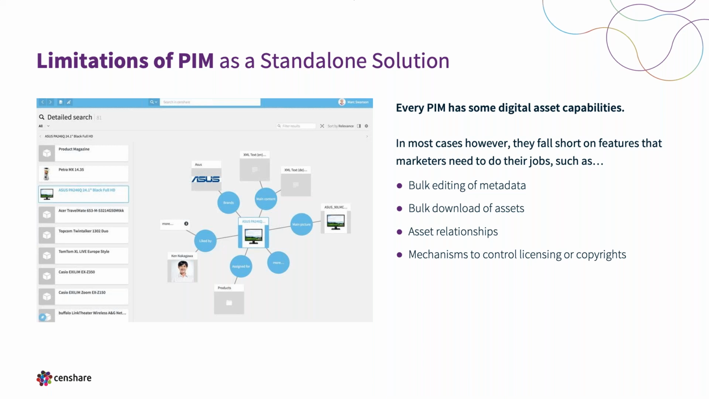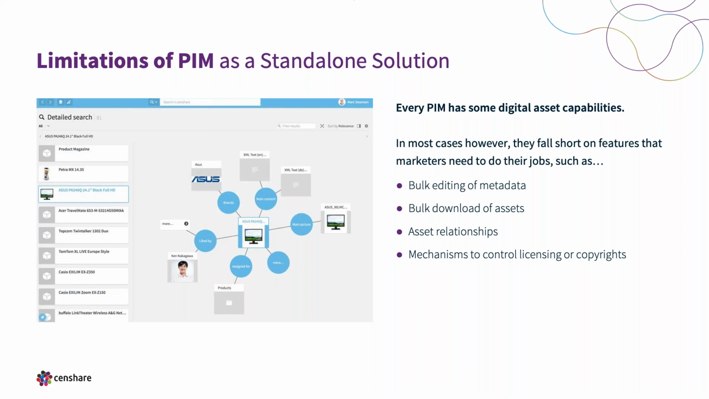asset relationships, the mechanisms to control licensing and copyrights. Over here on the left-hand side, and I'm sure Justin will show this in the demo a bit more, within Censhare you can actually click on an asset and see its full spider web relational view and everything and where it's connected. So a product might be connected to a manual, it might be connected to other products, it might be pushed out to a website, it might have an author of some of the content or the product description. You can actually see how everything is connected.